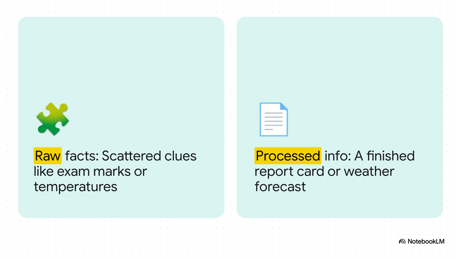But when we organize and process these raw facts, they actually transform into information, the finished picture. So a single test score is just raw data, right? But when you put all your scores together for the whole entire year, it becomes a processed report card that tells you exactly how you're doing.